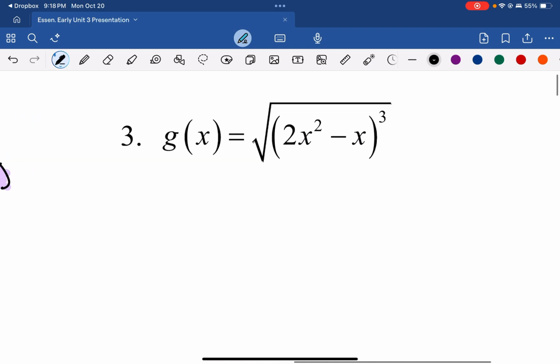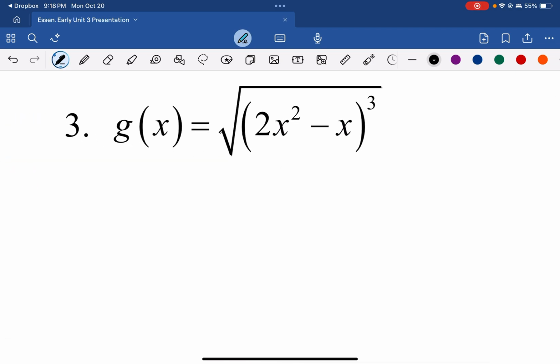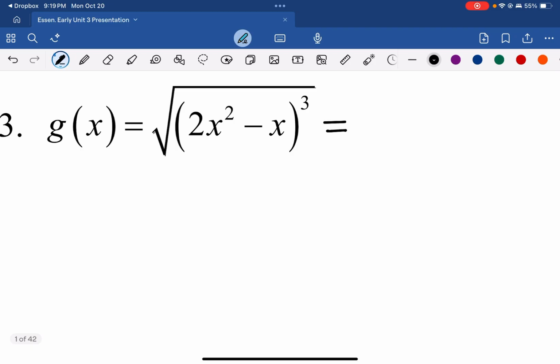Let's look at another one. Number 3, g of x is equal to the square root of 2x squared minus x cubed. I'm actually going to rewrite this so that we don't have our square root and our power of 3. We're going to combine those. 2x squared minus x is my inside. The 3 is my numerator of the power now, and my square root becomes the denominator. So I'm going to rewrite this as (2x squared minus x) to the 3 halves.